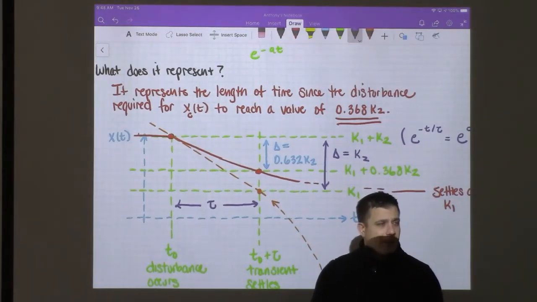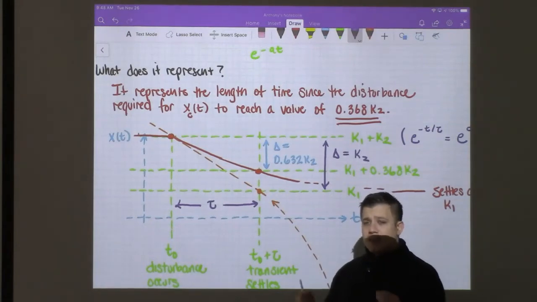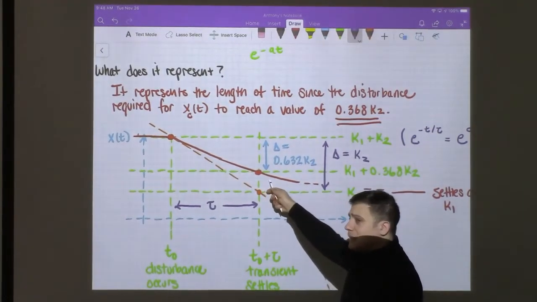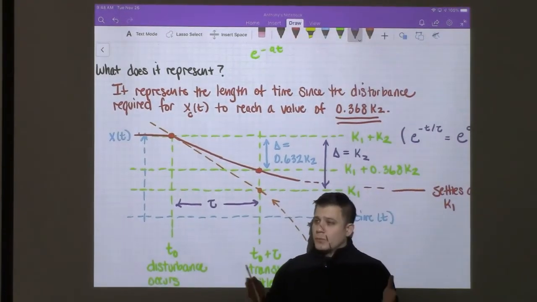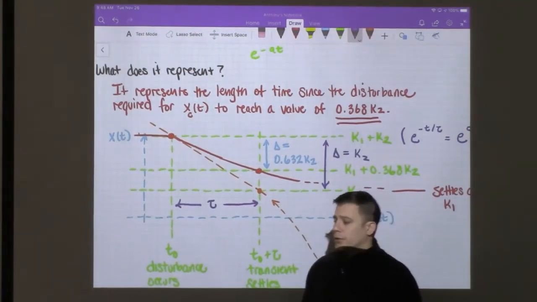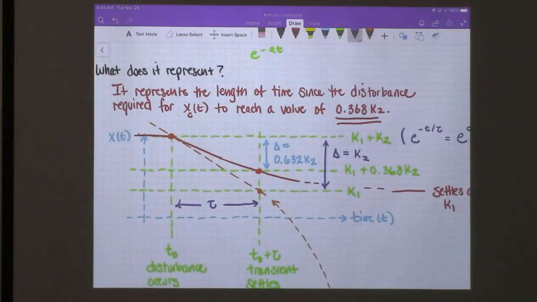That could be 1 time constant, 2 time constants, 3 time constants. But the time constant gives us a numerical value that we can define. We know exactly what it means physically. And we can use 1, 2, 3 multiples of it. And that can be our threshold for considering when it has settled.